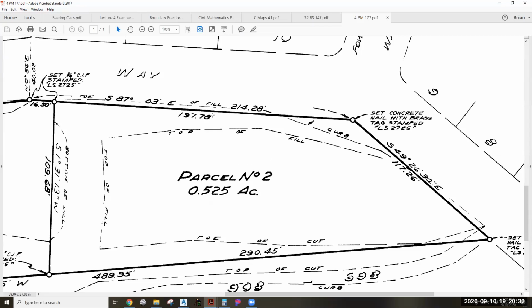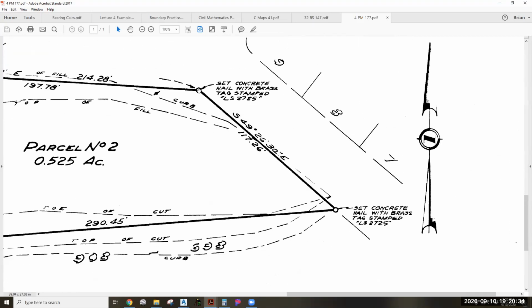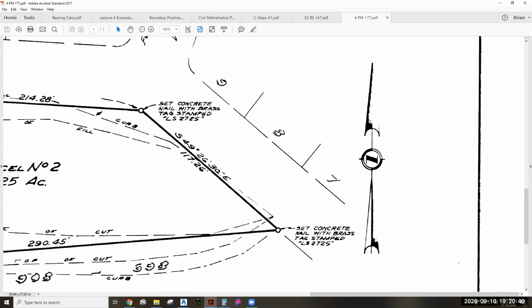We want to go, when we're searching for these property corners, okay, on this map you'll see it says set concrete nail with brass tag stamped LS2725. What that means is that a particular land surveyor, licensed land surveyor, his license number is 2725, registered with the state of California. He set a point here. He set a nail in the ground in concrete with a tag. Tag is a metal tag indicating this exact spot in the world, okay?